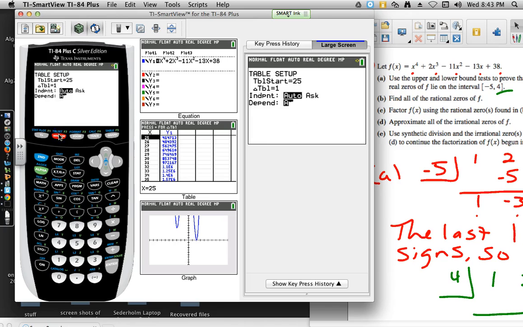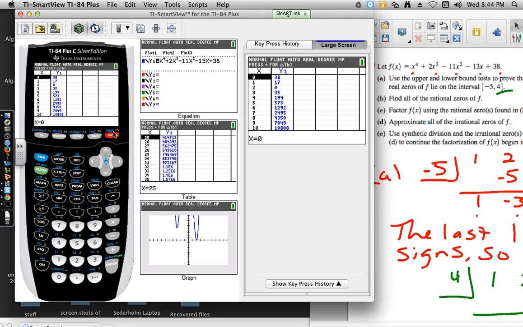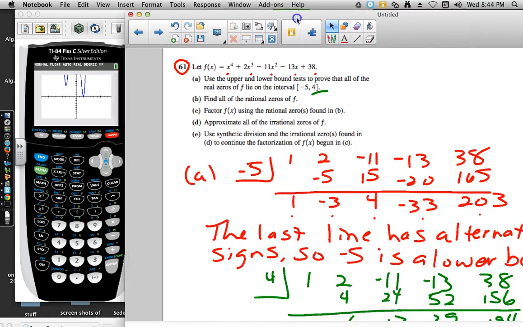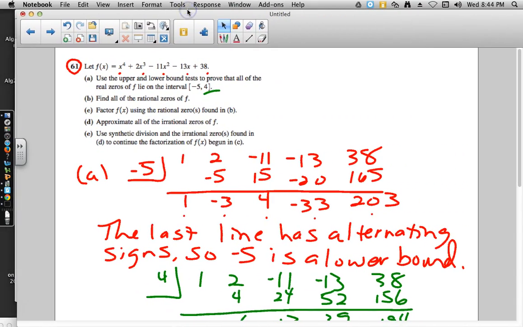I'm going to hit table set. I'm going to start this at 0. That way I can see what I want to see in the table. I'm looking at 2. And I do notice that at 2 it is a 0. Now, it's quite possible, because if we go back and look at the graph, that that is a repeat 0. Remember, when they're tangent, when they bounce off, they could count twice.